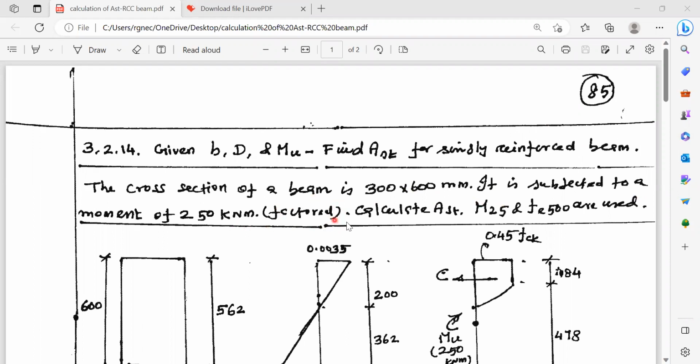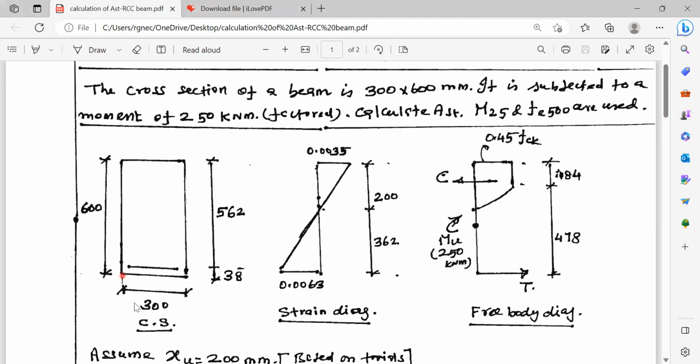And the problem is calculation of area of steel in the tension zone. Here, we have to calculate the reinforcement without the use of SP-16. That is the objective of the problem. How to calculate the area of reinforcement for a singly reinforced RCC beam without the use of SP-16. The concrete grade is given as M25 and Fe 500 reinforcement is used.